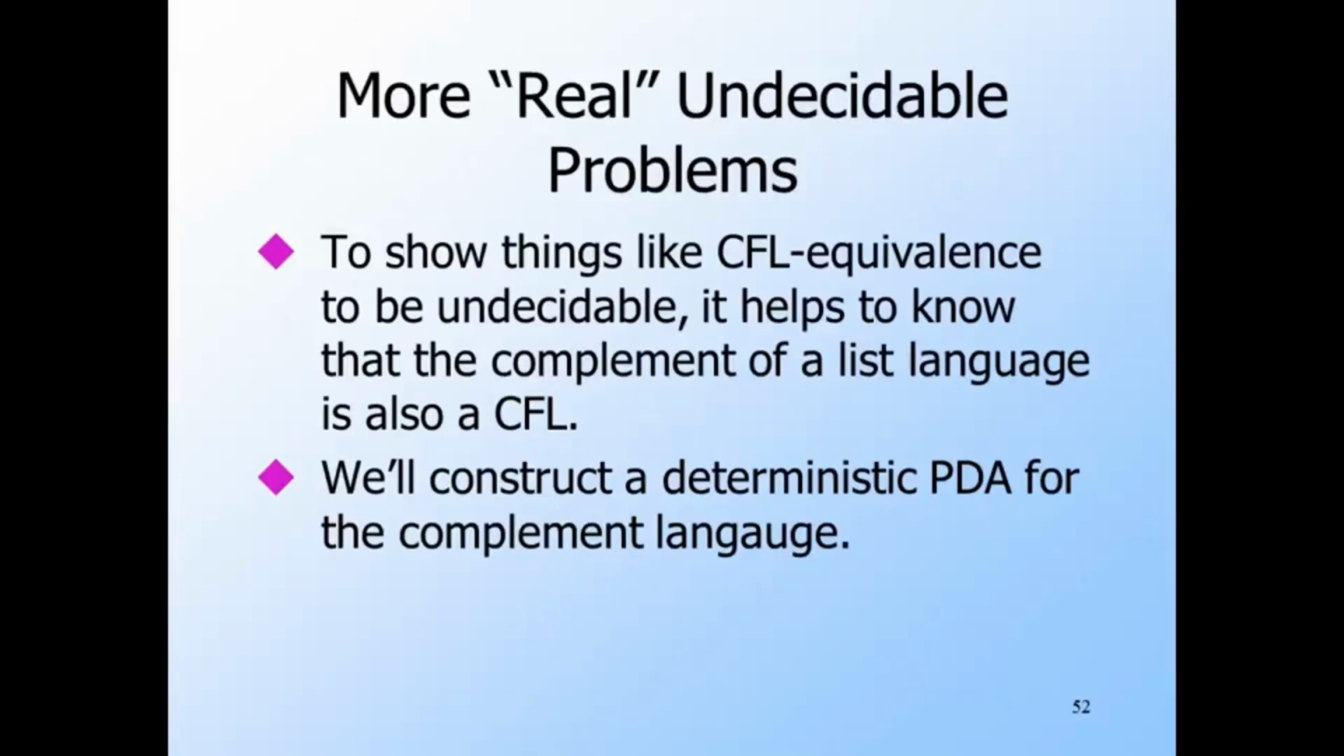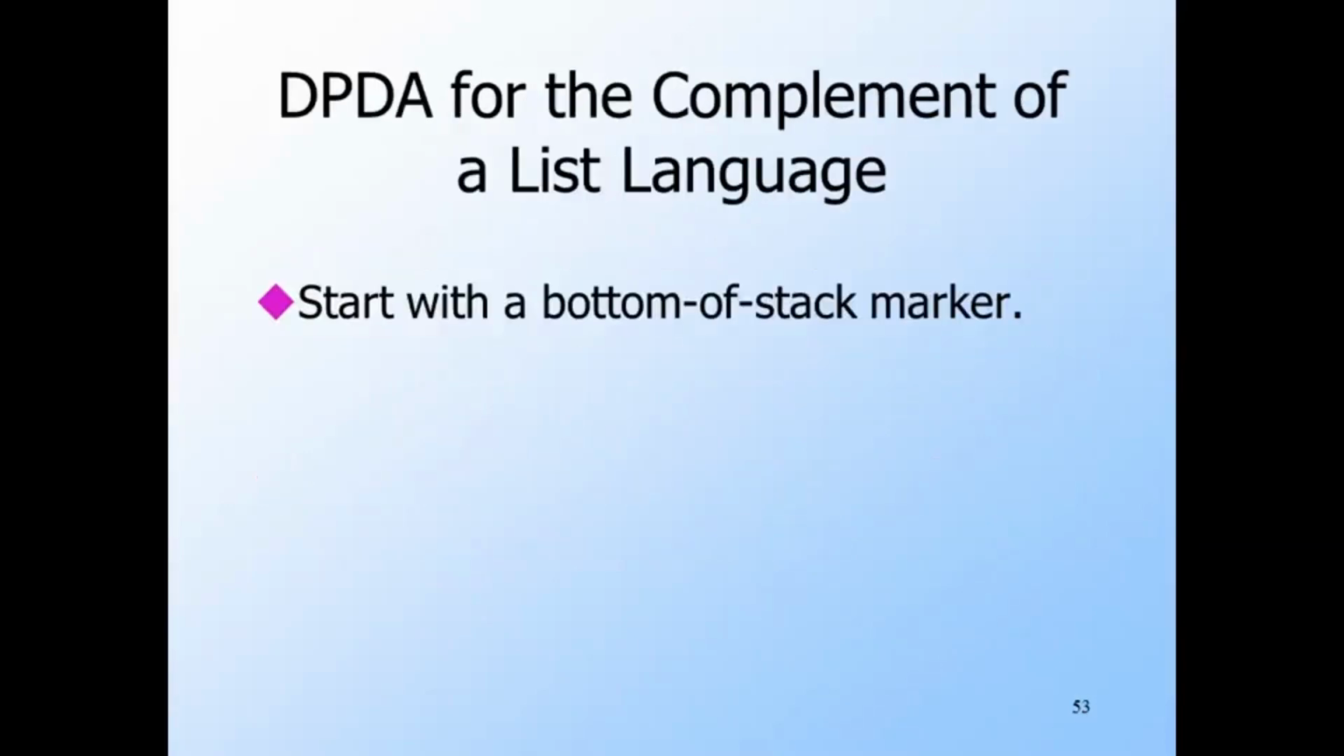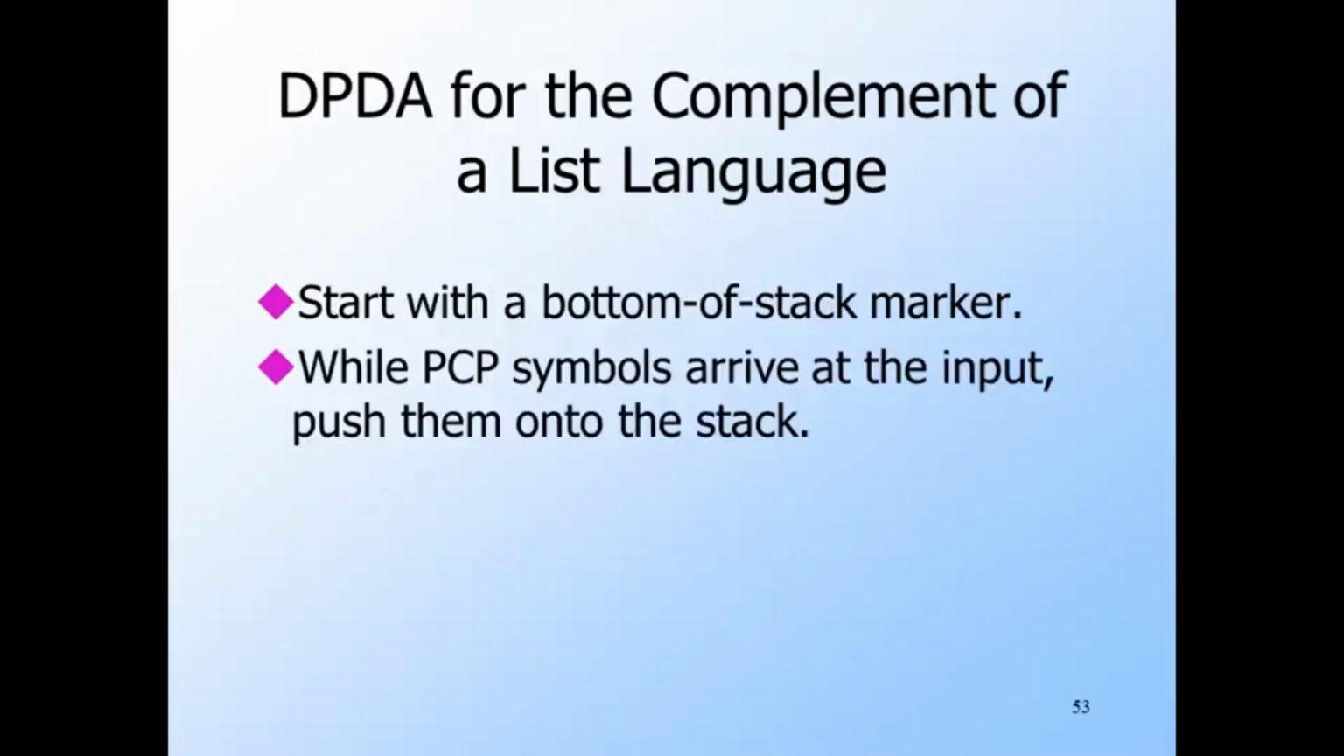We can prove many things about context-free grammars to be undecidable as well, but to do so we need to show that the complement of a list language is also context-free. Remember that the complement of a context-free language need not be context-free, but fortunately these are. For the proof, we find it easy to construct a pushdown automaton, in fact a deterministic pushdown automaton, for the complement. The PDA we construct will start with a bottom marker on its stack. At first, some symbols from the PCP instance, not indexed symbols, will appear. The PDA simply pushes them onto the stack.